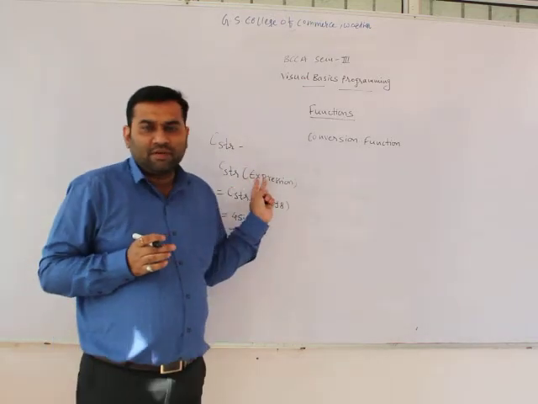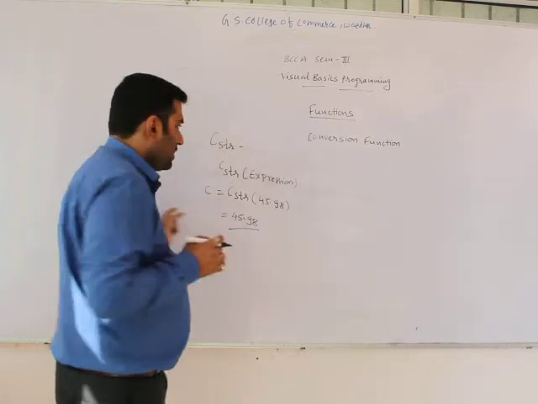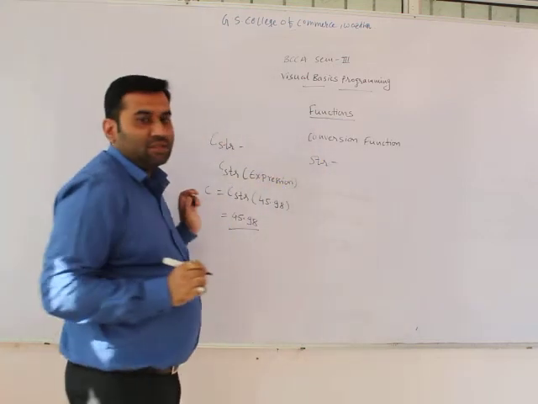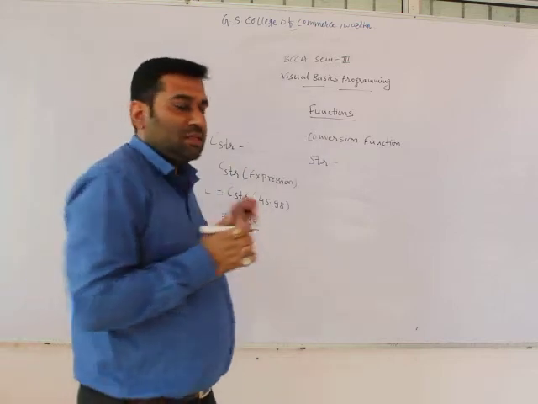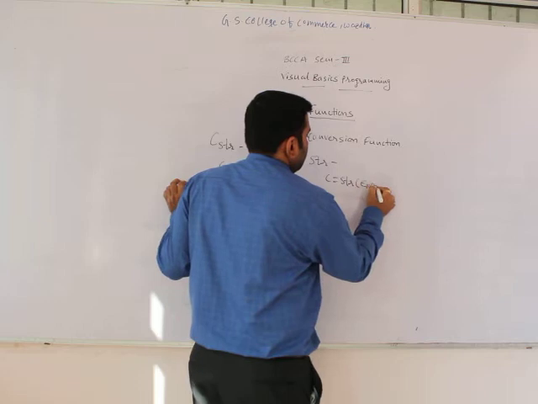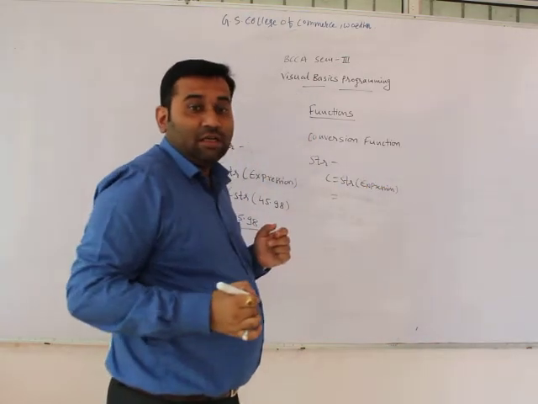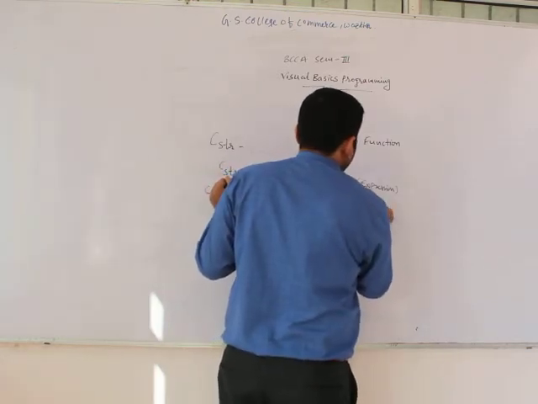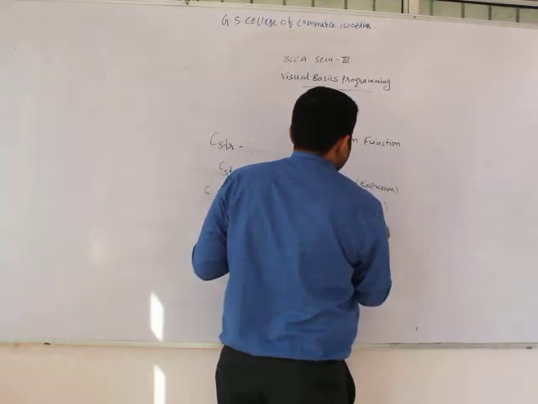Next function is STR. This function returns the string representation of a number. The syntax is STR expression. C equal to STR 45.98, and the output is 45.98.